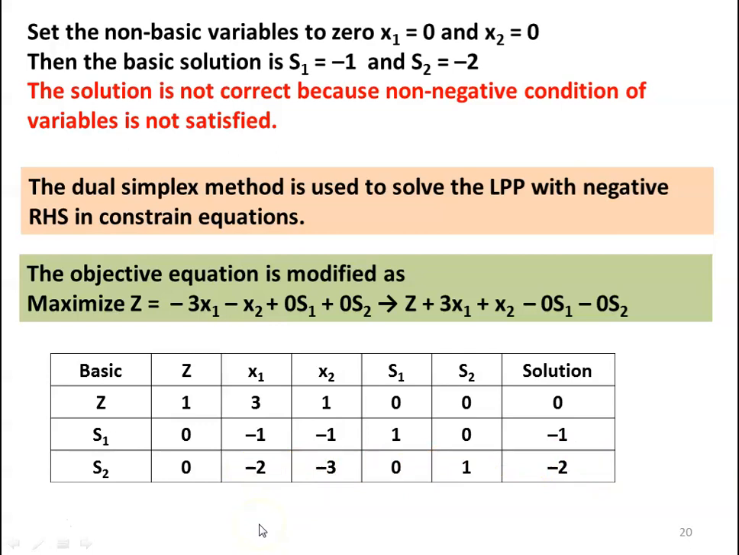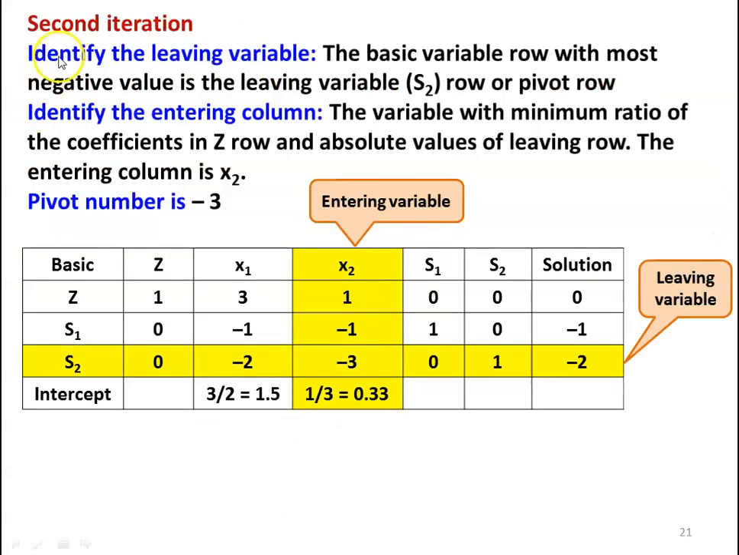Now, we have to identify the entering variable and leaving variable. In the conventional LPP, we identify the entering variable and then the leaving variable. But here, for identifying the leaving variable, the basic variable row with the most negative value is the leaving variable. So, first we have to identify the leaving variable or the pivot row.